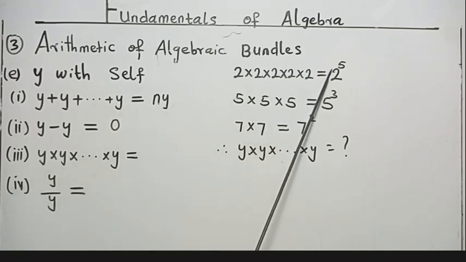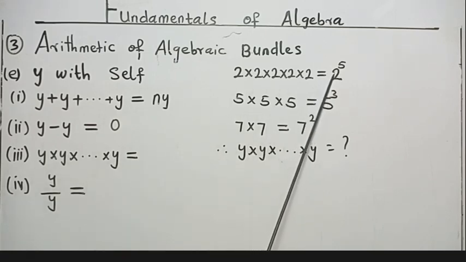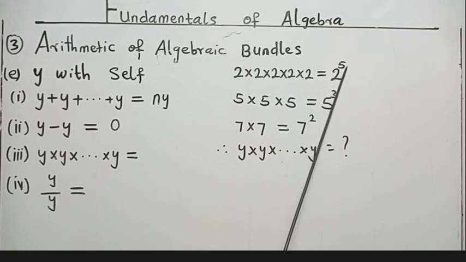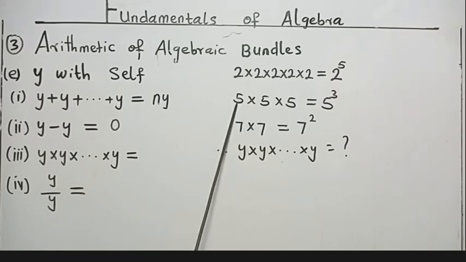Therefore, 2 to the power 5 passes a message. What is that message? It means let 2 keep multiplying itself and appear 5 times in the process. What about this one? 5 times 5 times 5. What number is multiplying itself? 5 is multiplying itself. First, what is the answer to this multiplication?